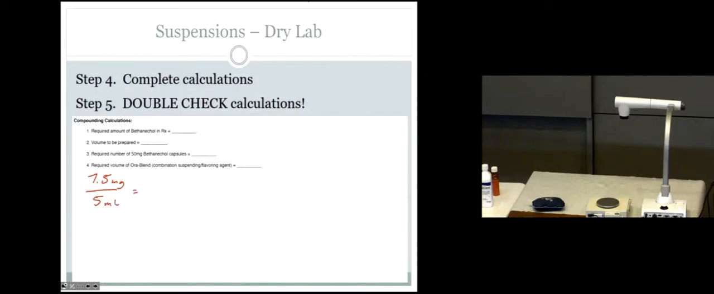Set that equal to, well, I don't know how much drug, but do we know how much we're going to have to dispense? Milliliters. Go ahead and solve that and tell me how many milligrams of botanical we need. Did you get 120 milligrams? Yes.